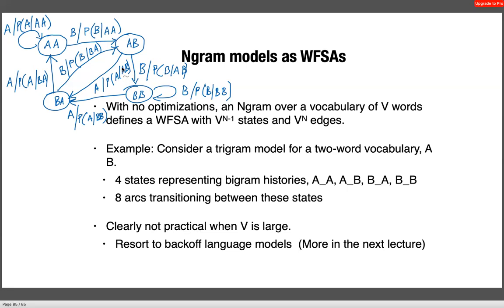But clearly this is not at all practical, especially when you have large vocabularies. The order of your n-gram is not typically going to be larger than a trigram, so n is very likely going to be 3 at most. But V can be very large. V can run into the millions. So this is clearly not a very practical structure. There is a modification when we talk about back-off language models. We'll define back-off language models in the next lecture, and then revisit the WFSA structure for n-gram models, specifically back-off models, and talk about the modification that can be made to make these structures a little more compact.